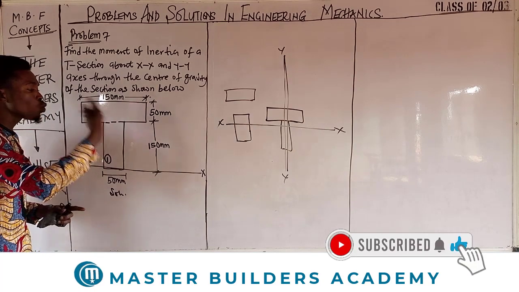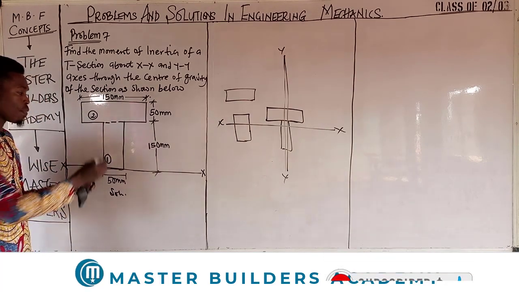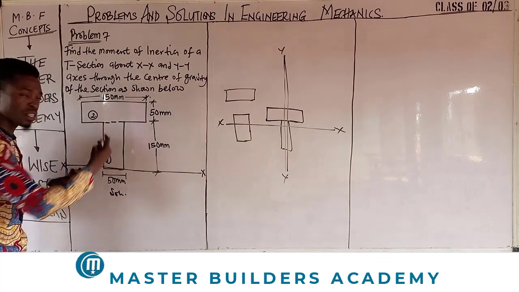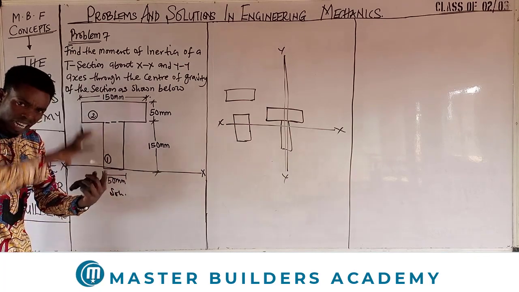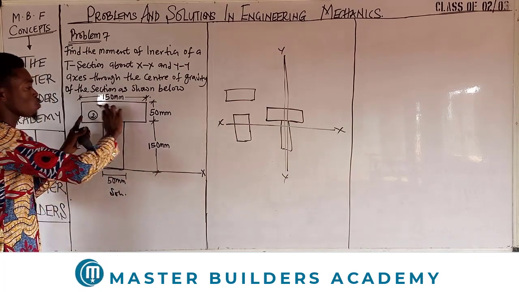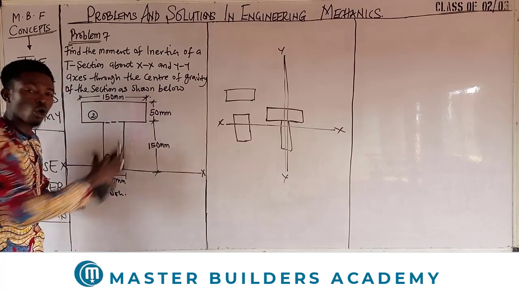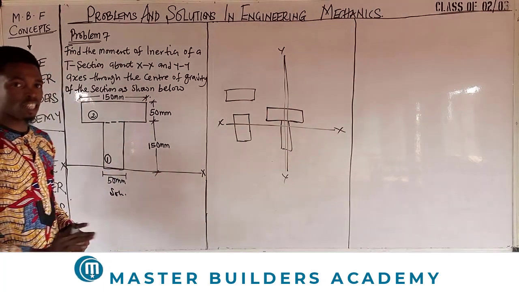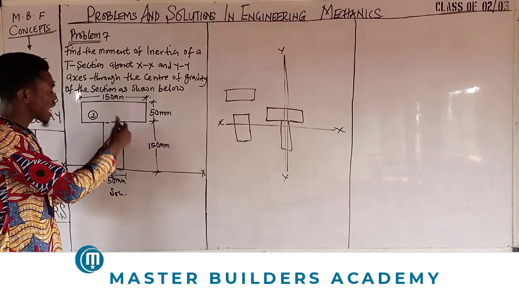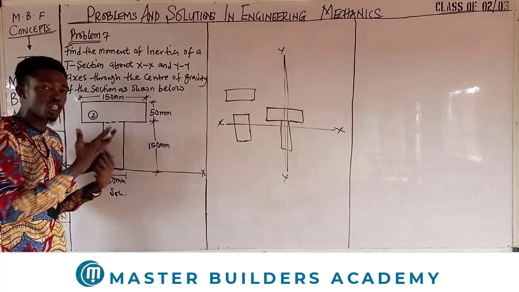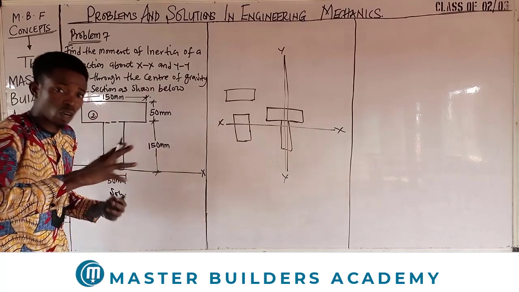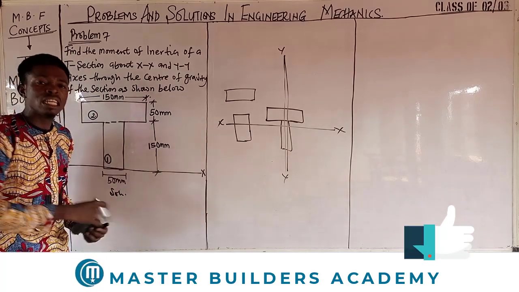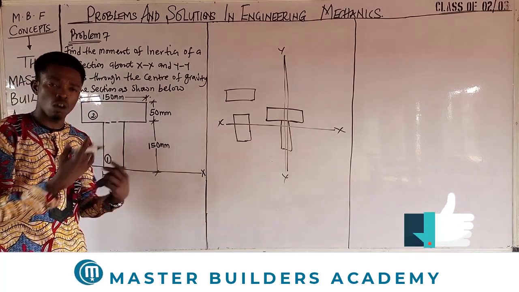So now, how do we go about finding the area? As long as we know that this shape is a rectangle, we will use the area of a rectangle to obtain the area. And as well, we will equally use the area of a rectangle to obtain this area. Now, how do we go about the centroid? Because, of course, before we can get the center of gravity of this composite section, the principle requires us to first of all obtain the centroid of each of these sections.